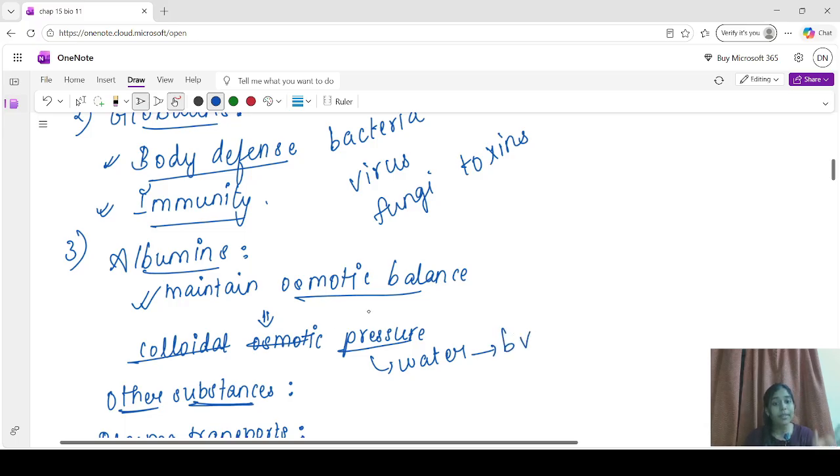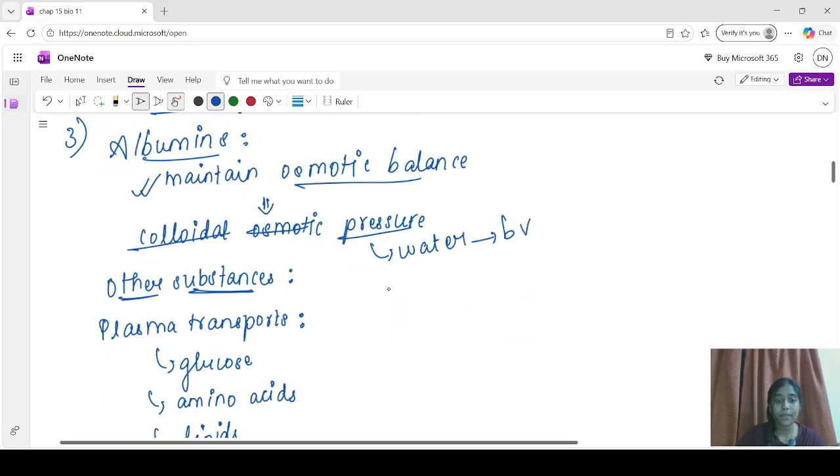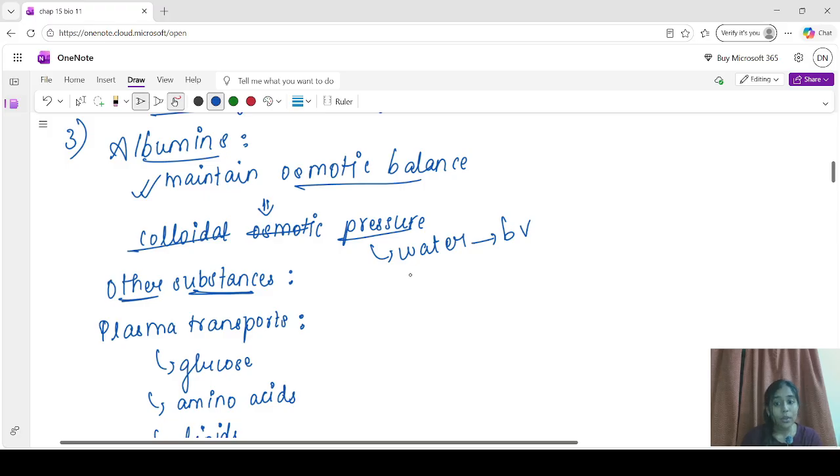So if albumin level decreases, automatically fluid leaks into the tissues and edema develops. So this is why severe protein deficiency causes swelling.